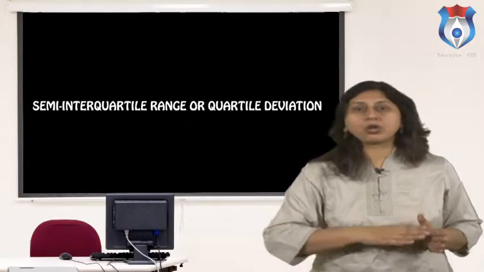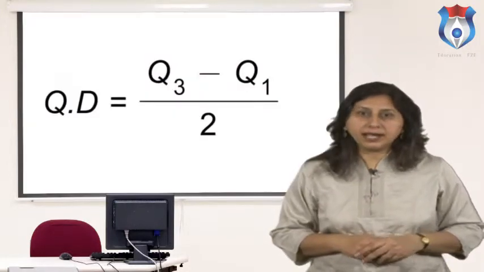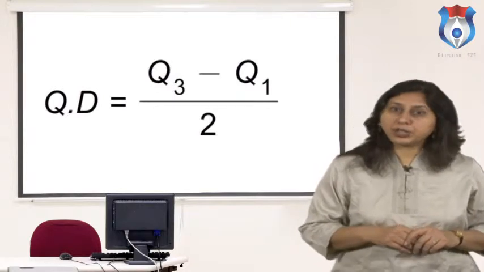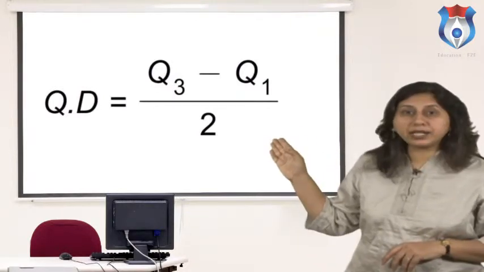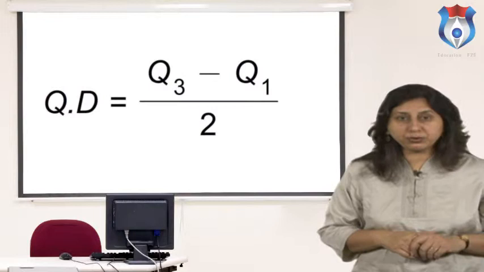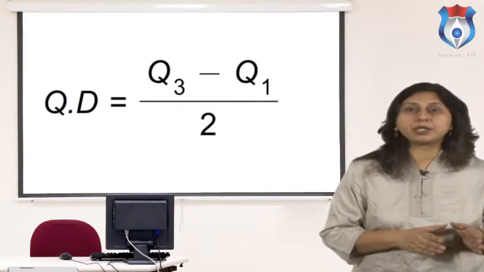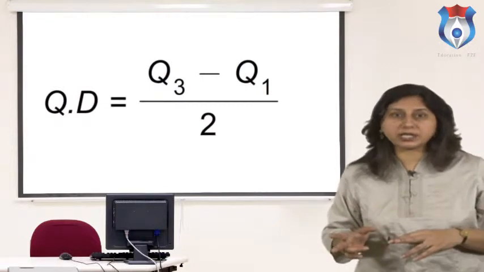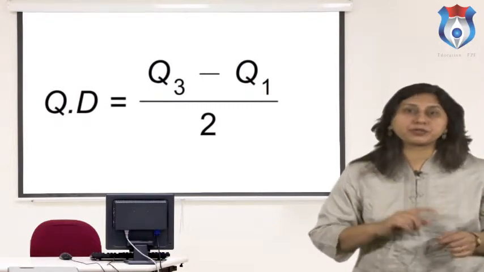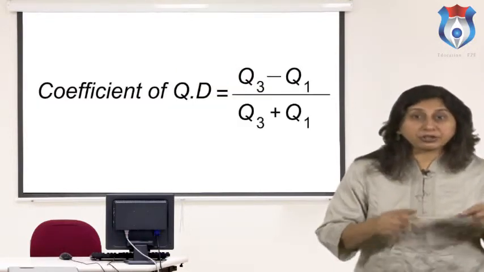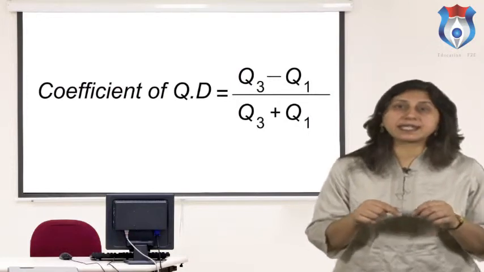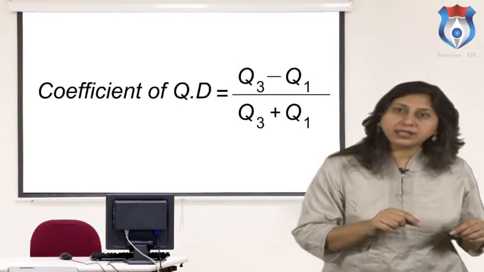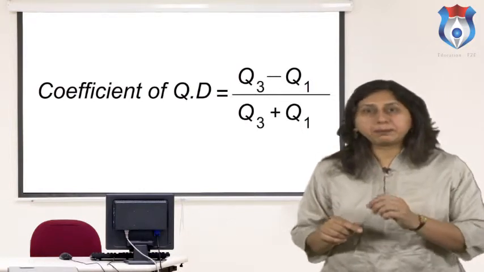Semi-interquartile range or quartile deviation. Let us see how quartile deviation is calculated. QD is equal to Q3 minus Q1 by 2, where QD is equal to quartile deviation, Q3 is equal to third quartile, Q1 is equal to first quartile. Now the coefficient of QD is calculated by Q3 minus Q1 divided by Q3 plus Q1.